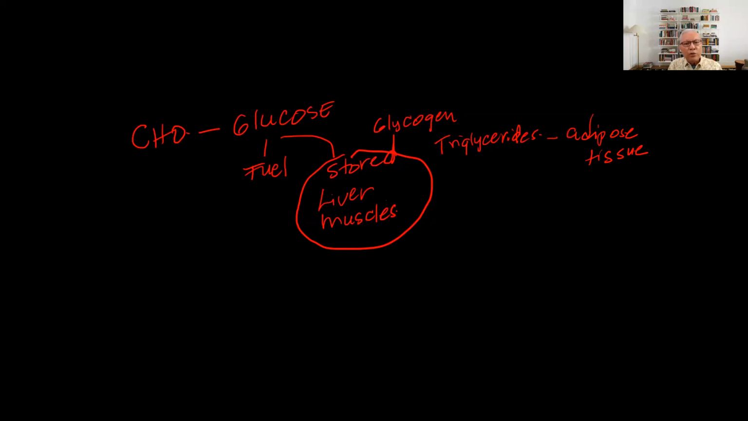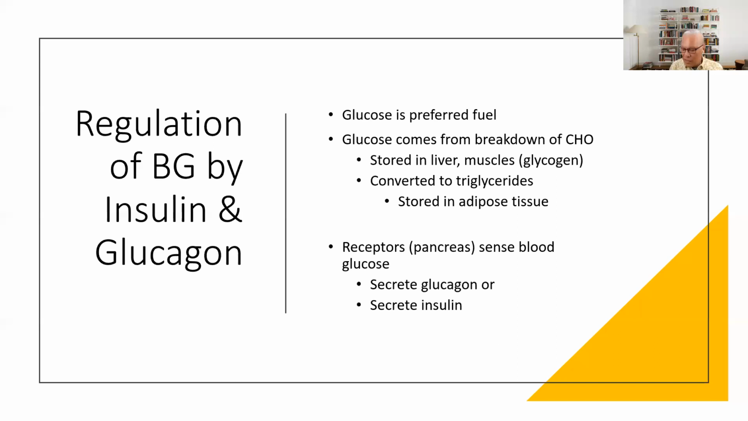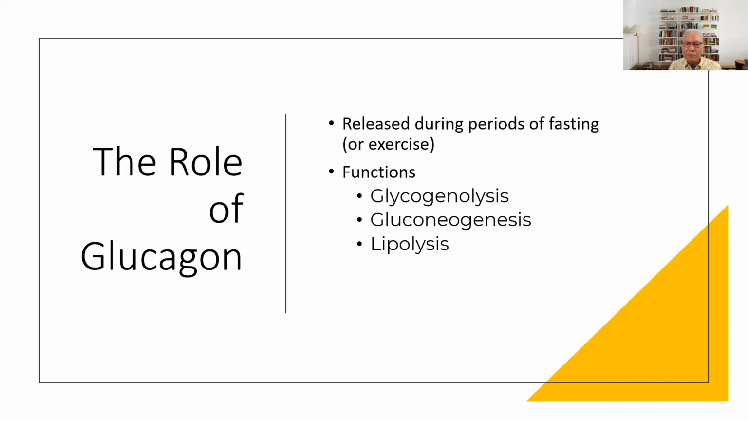So hormones are going to regulate both the storage and the utilization of glucose as required. And there are receptors located in the pancreas that sense whenever the blood glucose is going to be low. And therefore, it's going to stimulate the pancreatic cells to secrete glucagon, and vice versa. If there's too much sugar, then the pancreatic cells are stimulated to secrete insulin. Okay, so those are the roles and the regulation of blood sugar by insulin and glucagon.